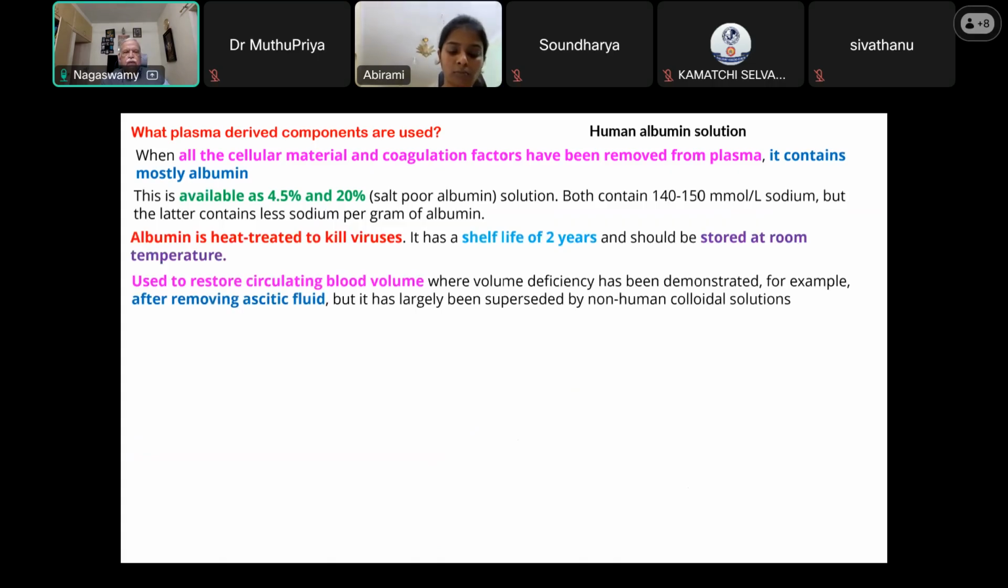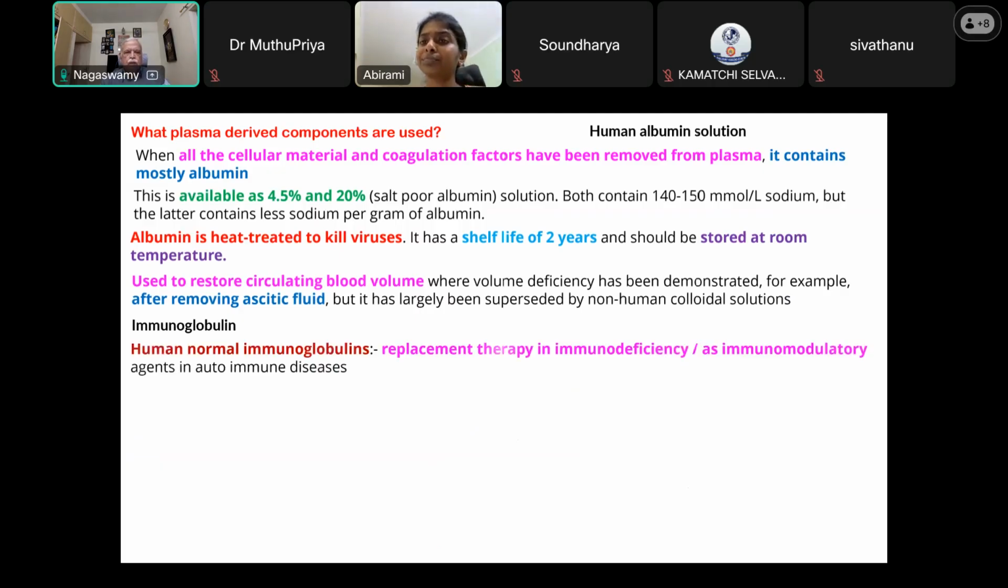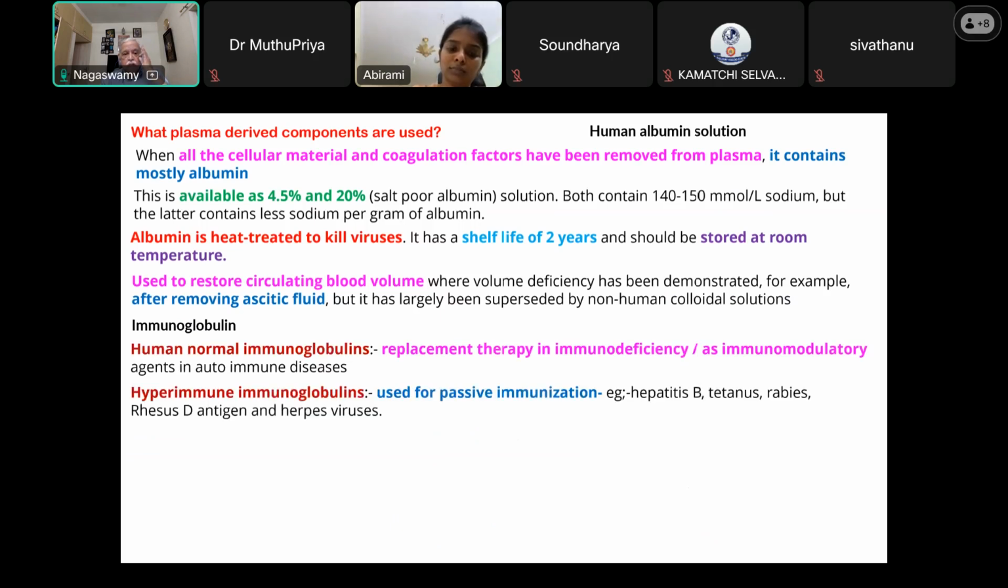It is used for restoring the circulating volume, as one of the best colloid solutions to restore the blood volume in any situation, especially in ascitic tapping. If you want to improve the circulating volume, this is the first drug of choice. And immunoglobulins are used as a replacement in immunodeficiency or for immunomodulation, which is called normal globulin. There are also hyperimmune immunoglobulins used for passive immunization, like hepatitis B, Rh antigen, and herpes virus.